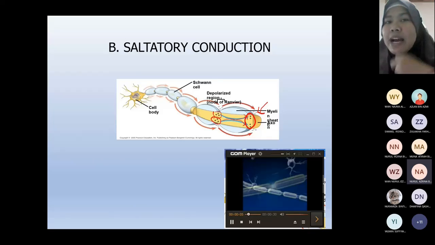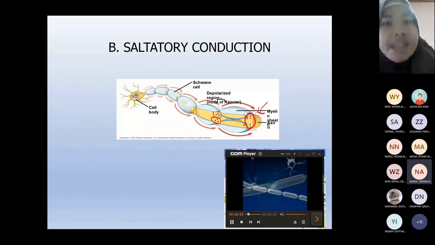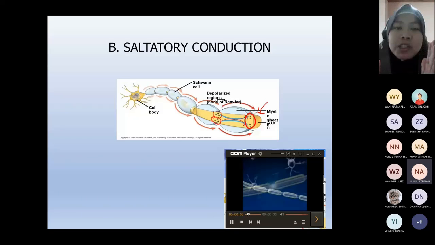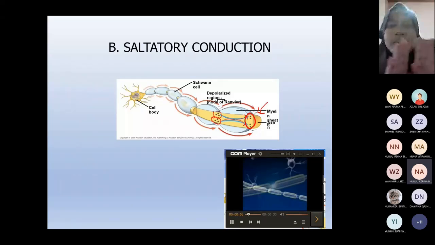So if I were to ask you, okay, which one is faster? Saltatory conduction or continuous conduction for the unmyelinated neuron? Which one is faster? Transmission of impulse. Yes, saltatory conduction, because you can see that the depolarization of one node of Ranvier spreads to another node of Ranvier. Fast. For continuous conduction, the depolarization must spread to the neighboring region. This depolarization, next one is depolarization, repolarization, depolarization, repolarization, depolarization, repolarization. So a little bit slow. Okay, so saltatory conduction is faster.